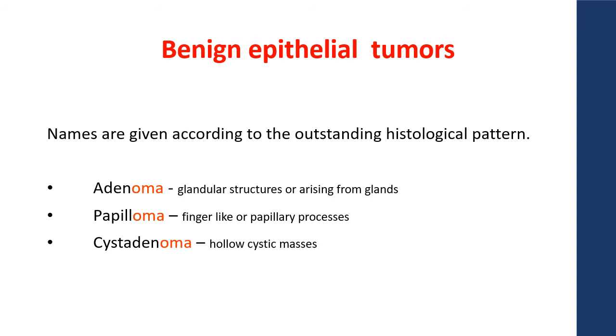Cyst adenoma. As we said before, aden, glandular epithelium, oma, swelling. So a benign tumor arising from glandular epithelium, but this tumor produces cysts. So we call it cyst adenoma. It is an adenoma, but with cyst formation.